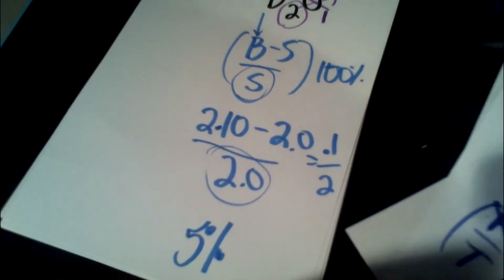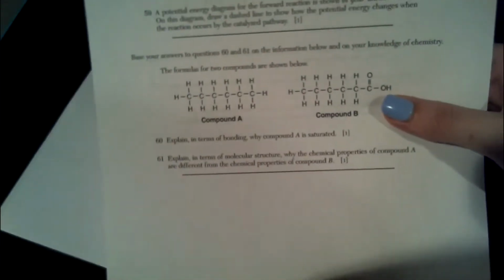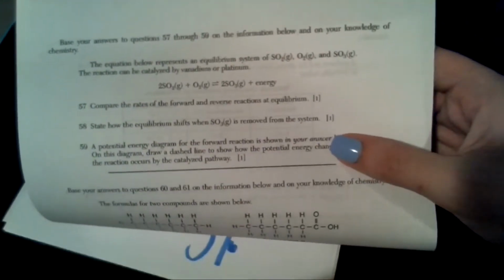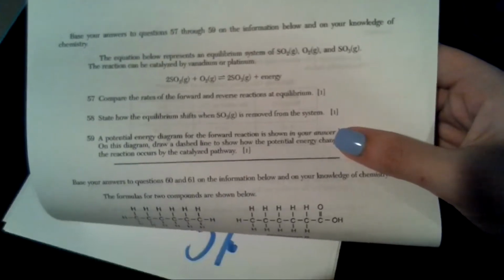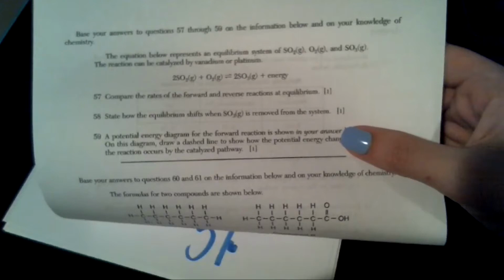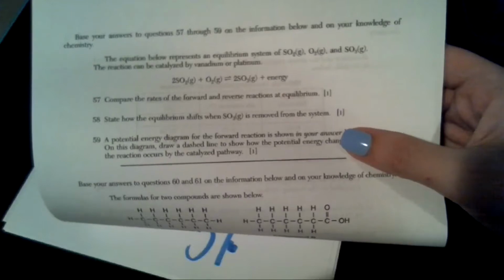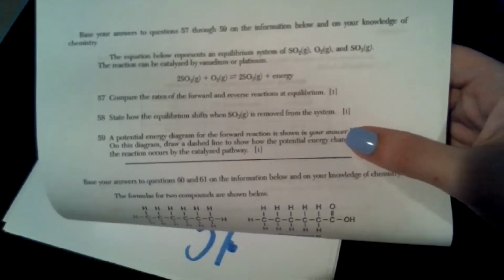Moving right along. Okay, 57. We are given an equilibrium reaction for SO2, O2, and SO3. The reaction can be catalyzed by either vanadium or platinum. Compare the rate of the forward to the rate of the reverse. We know this is equilibrium because your rates are equal and your concentrations stay constant. So 57, one word: equal.